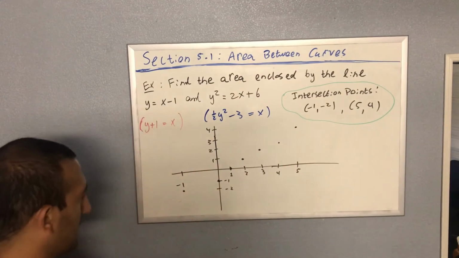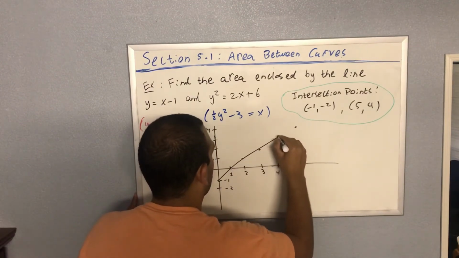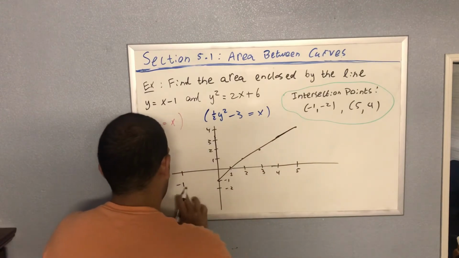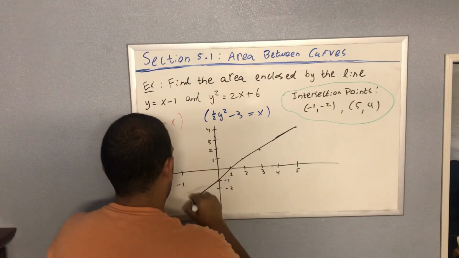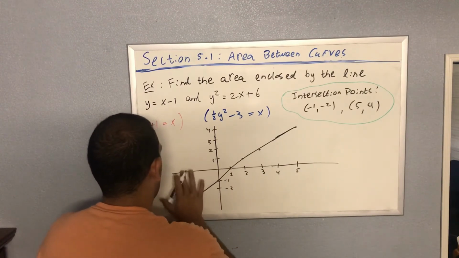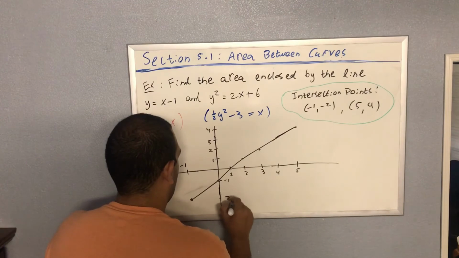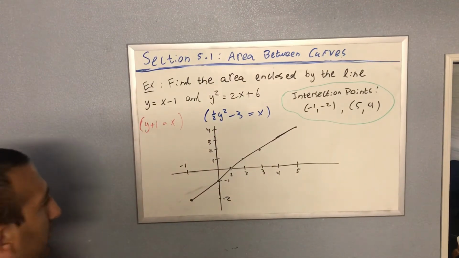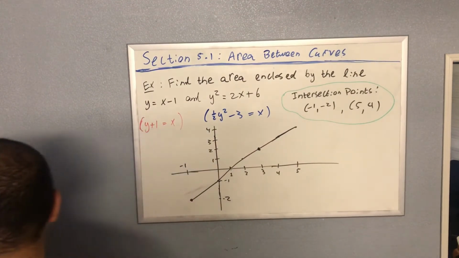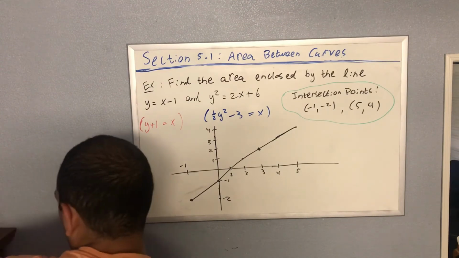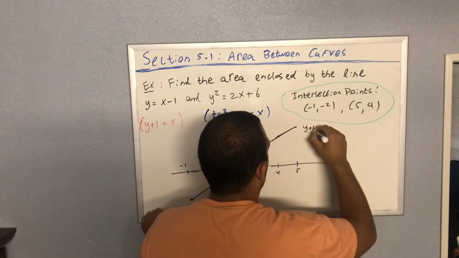Okay, so these were the two intersection points, and this should look something like a line, hopefully. And put this more down. Okay, so this is what we have. That's one of the functions. Maybe I should have done that in red, but too late now. So this says y plus 1 equals x.